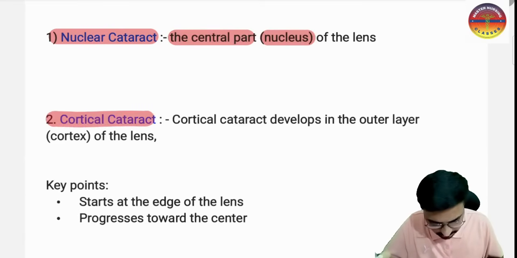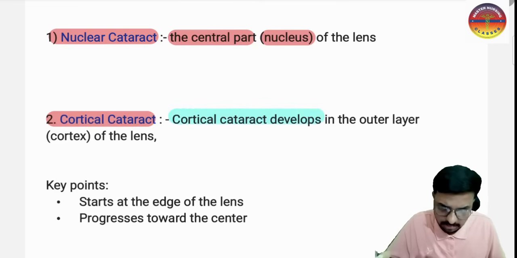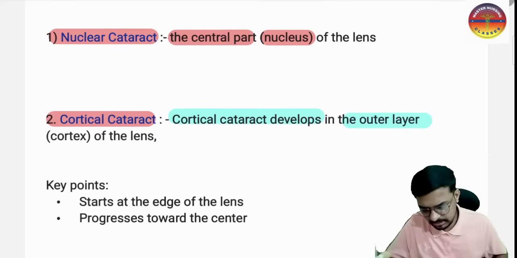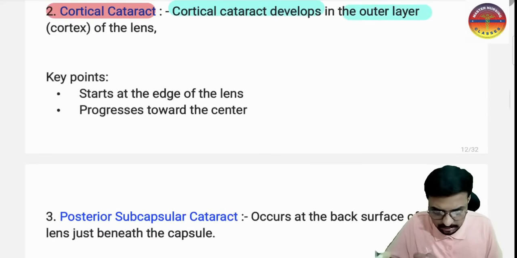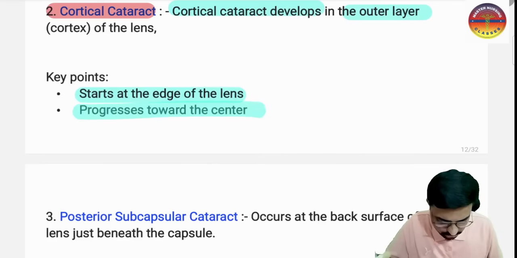Cortical cataract is the cataract of the cortex portion of the eye. It develops in the cortex, the outer layer of our lens. In cortical cataract, you have to understand that it starts at the edge of the lens and progresses towards the center.